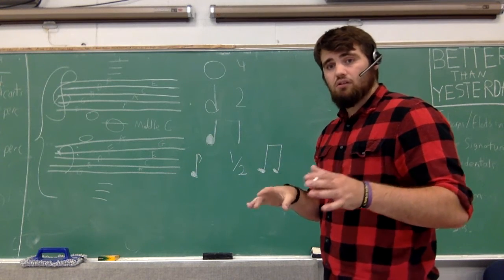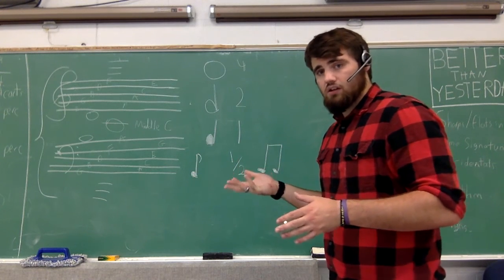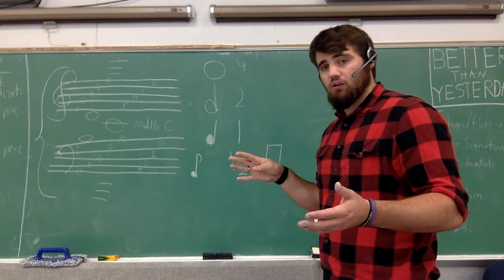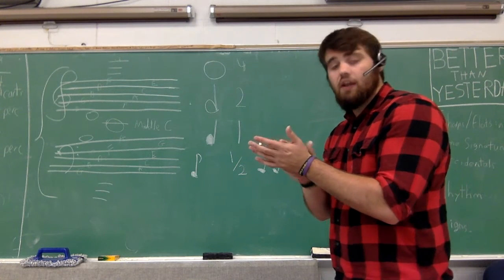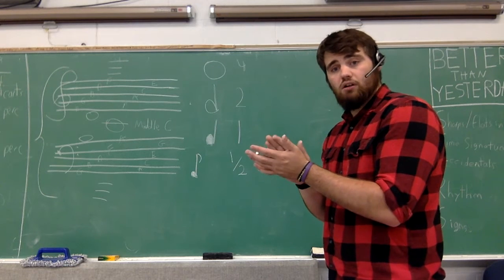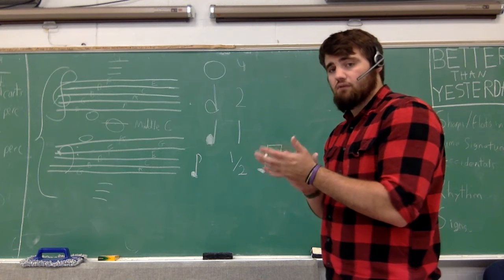How do you count them? Well, it's not 1, 2, 3, 4. You don't count to 8 in one measure, you count to 4. You count to and. So it's 1 and 2 and 3 and 4 and 1 and 2 and 3 and 4 and.